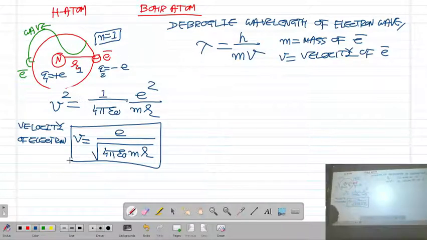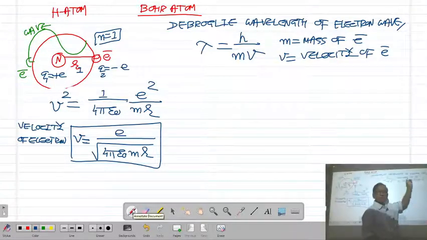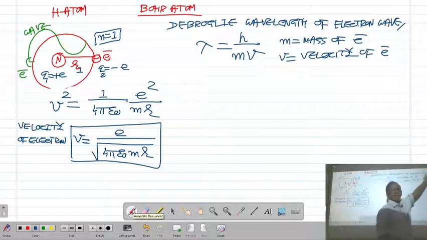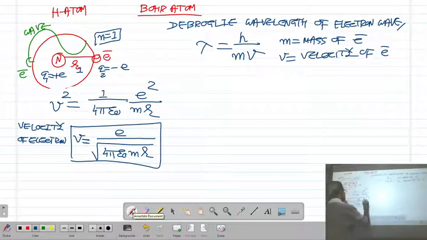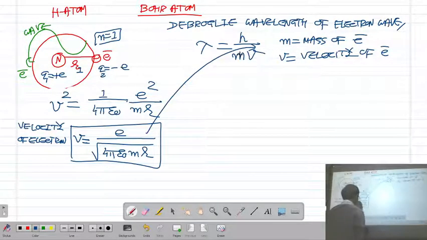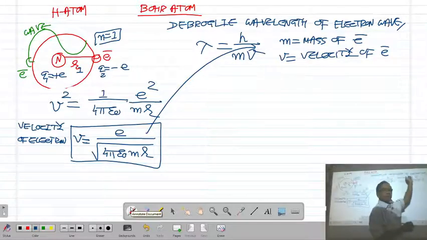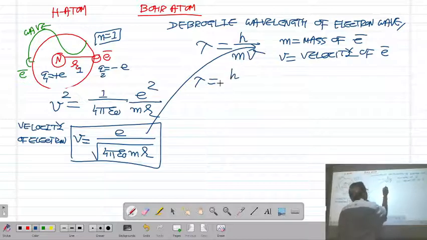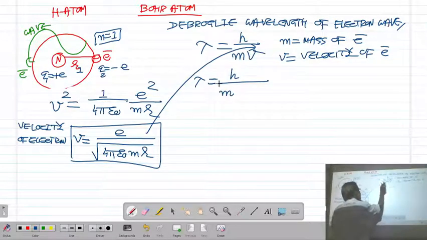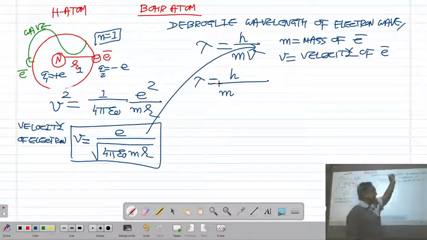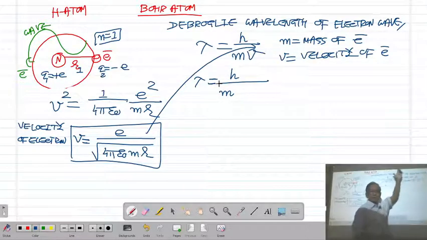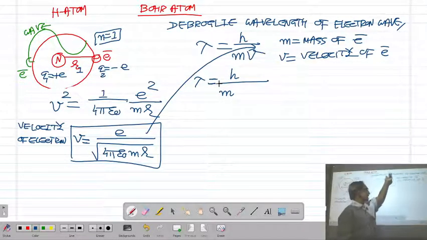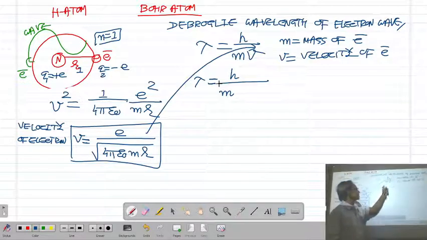Now substitute this value into the de Broglie wavelength of electron, lambda. In this equation we will substitute the value of velocity v. So de Broglie wavelength of electron wave in the orbit around the hydrogen nucleus is lambda is equal to h upon mv. h is the Planck constant, m is the mass of electron, and v is the velocity of electron.